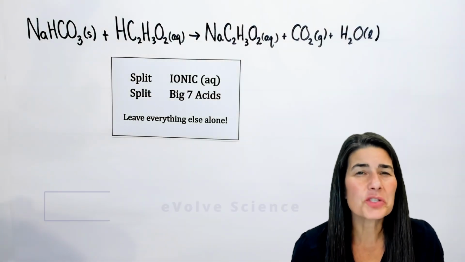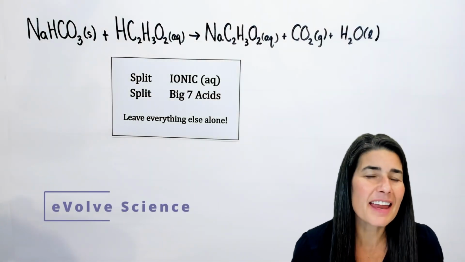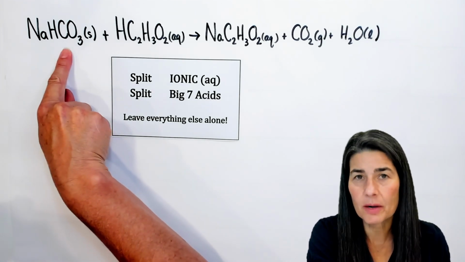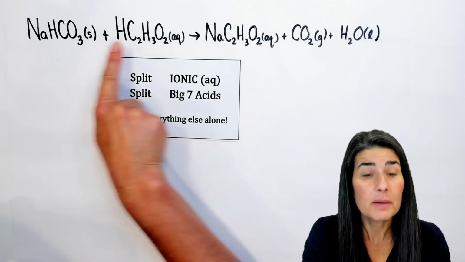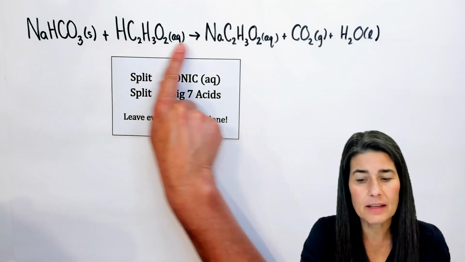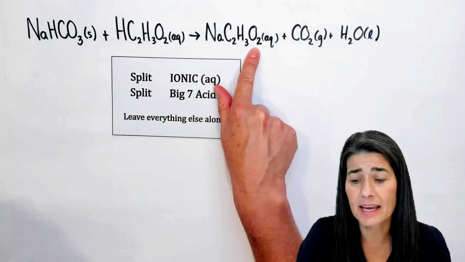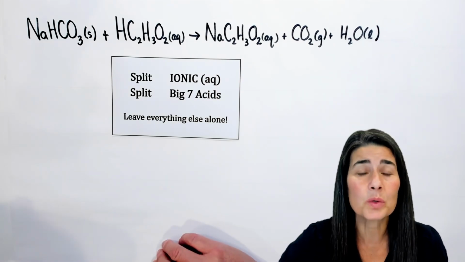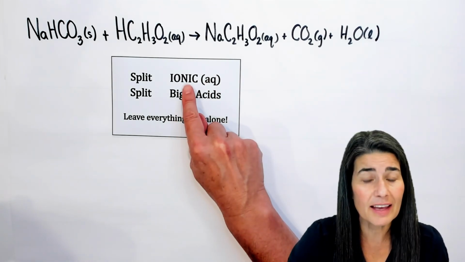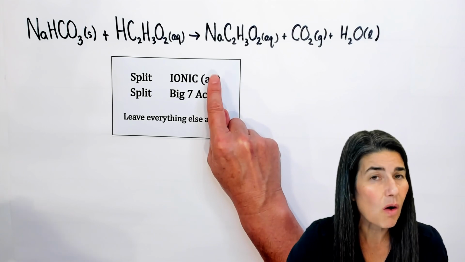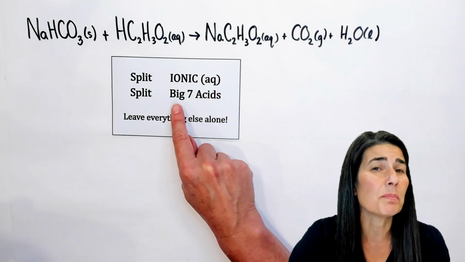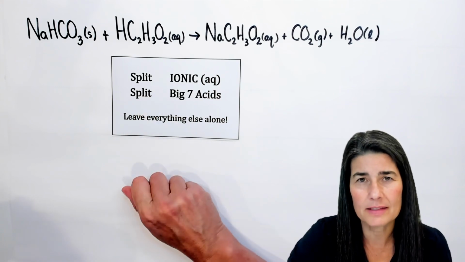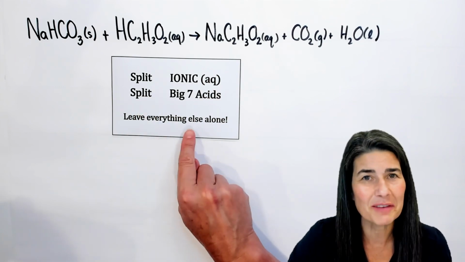Okay, let's try to write the ionic and net ionic equations for the reaction between sodium bicarbonate in its solid state plus acetic acid to form sodium acetate, carbon dioxide, and water. Remember, the rules are if it's ionic and it says aqueous, or if it's one of your big 7 strong acids, we split those up into ions. Everything else we leave alone.